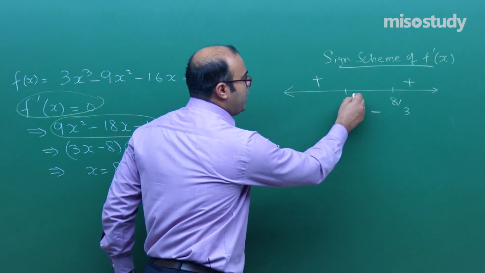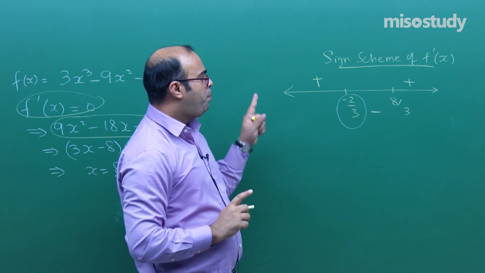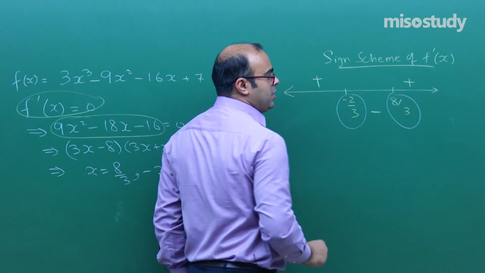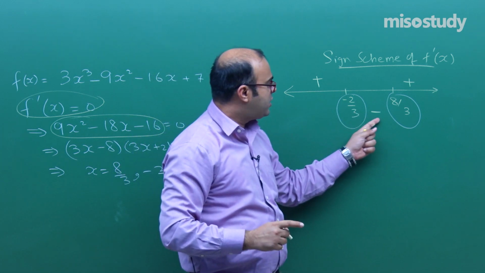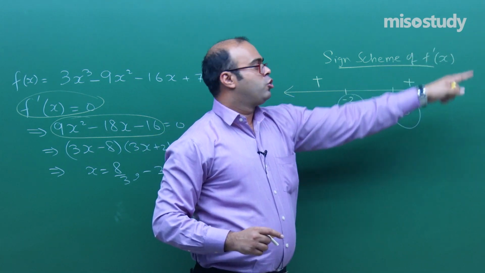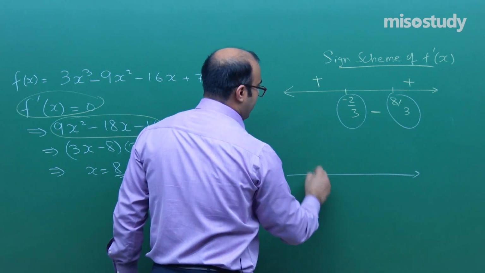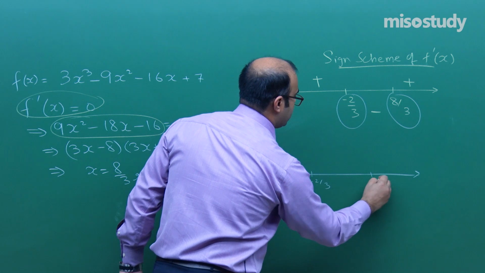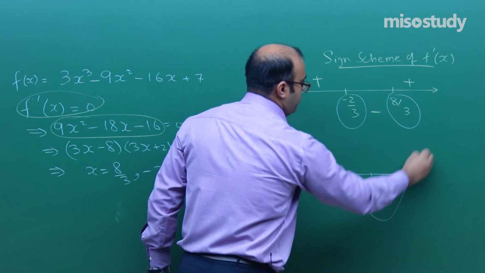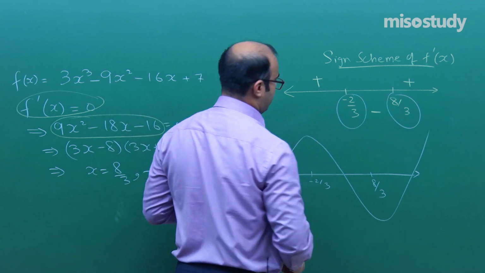So the possibility is that if we are crossing x is equal to minus 2 by 3, the sign is changing from positive to negative. That means it is a point of maxima. And if we talk about this, the sign of derivative is changing from negative to positive. Okay? Earlier it was negative, then it became positive. So this is a point of minima. So if we want to draw the graph of f x, the graph would be something like this. This is minus 2 by 3, this is 8 by 3, and at minus 2 by 3 we get the point of maxima, at 8 by 3 minima, and this is the graph of the function f x is equal to 3x cube minus 9x square minus 16x plus 7.